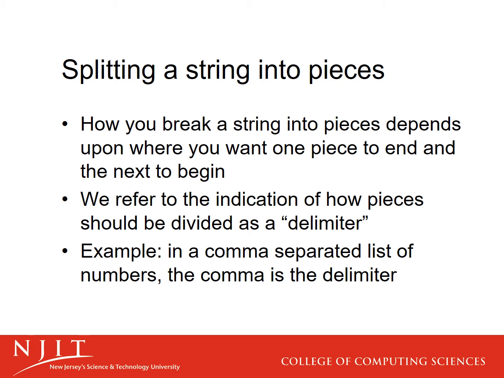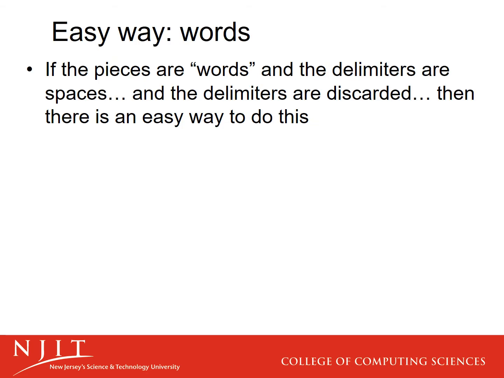We refer to the indication of where one piece ends and the other begins, usually a character, as a delimiter. In a comma-separated list of numbers, the comma is the delimiter. Now, if the pieces are words and the delimiters are spaces, and you don't care how many spaces there are, you just care that there are delimiters and you can throw them away, then there's an easy way to do this.